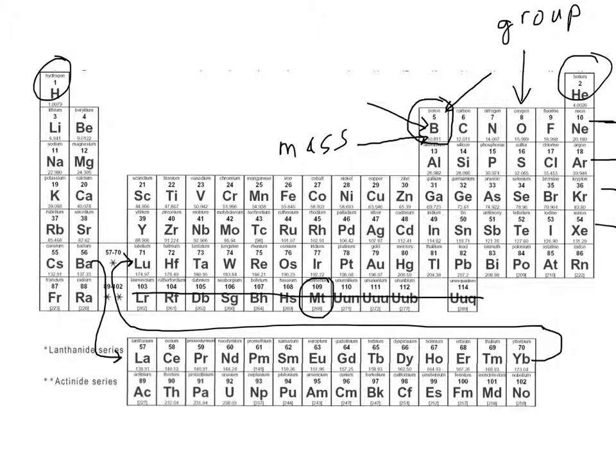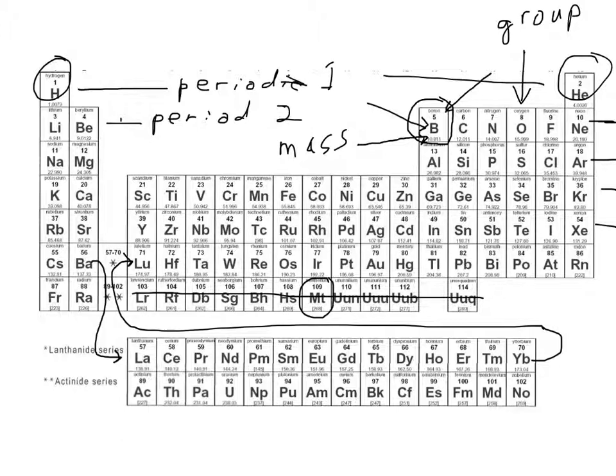The rows are called periods, and this is period 1, which has only 2 elements. Period 2 has 8 elements, and so forth. So period 2, period 3, period 4, period 5, period 6.